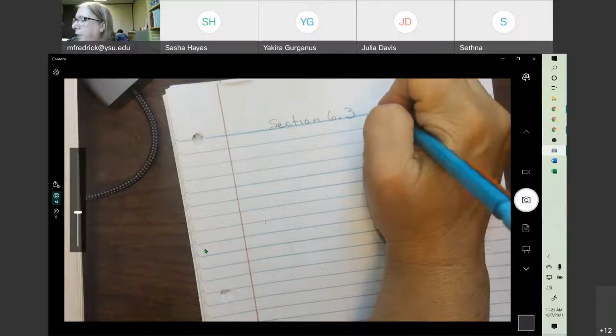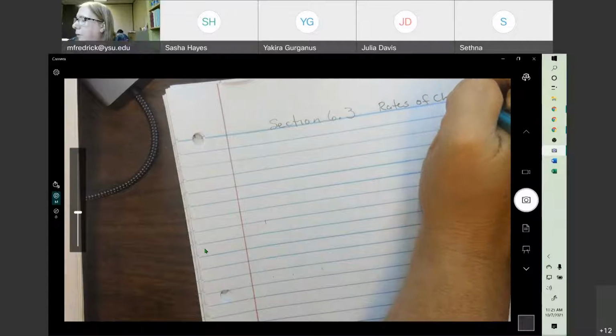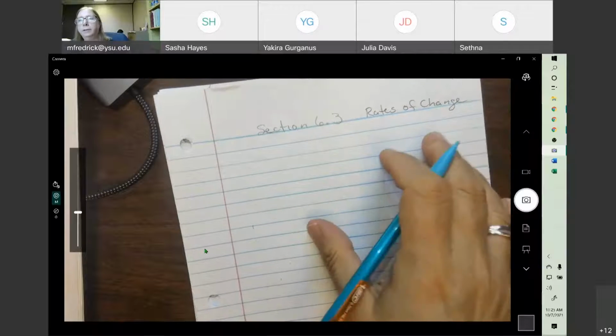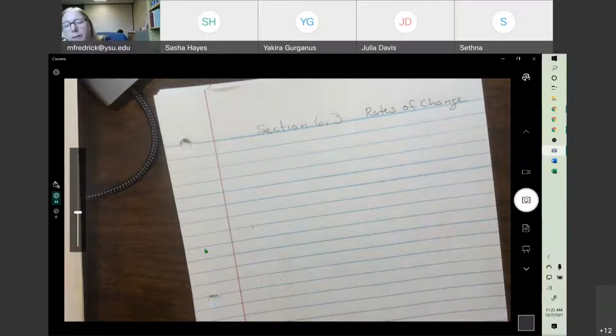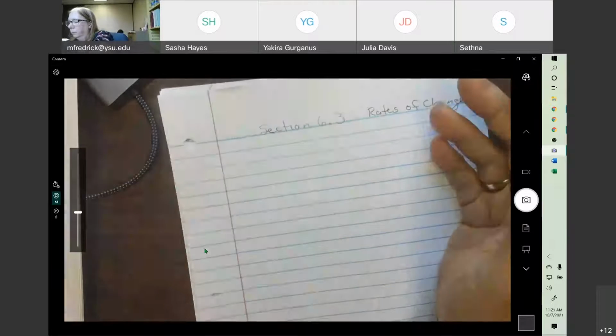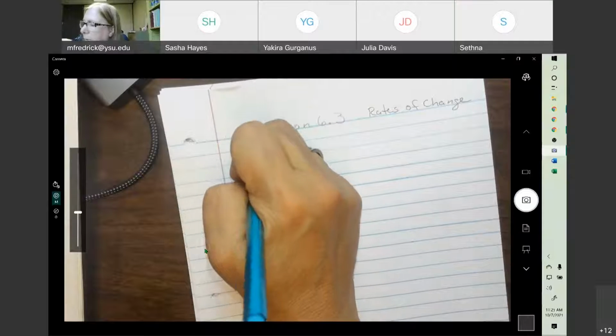6.3 is rates of change. And in the next 2 sections, we're going to learn a long version of the derivative. And then after that, we'll learn a short form. The first one is average rate of change.